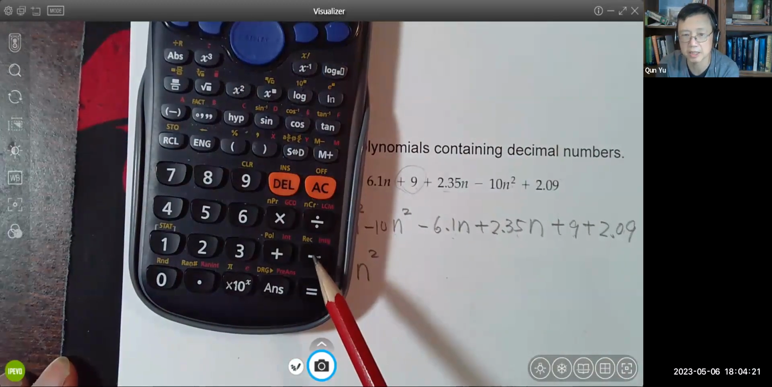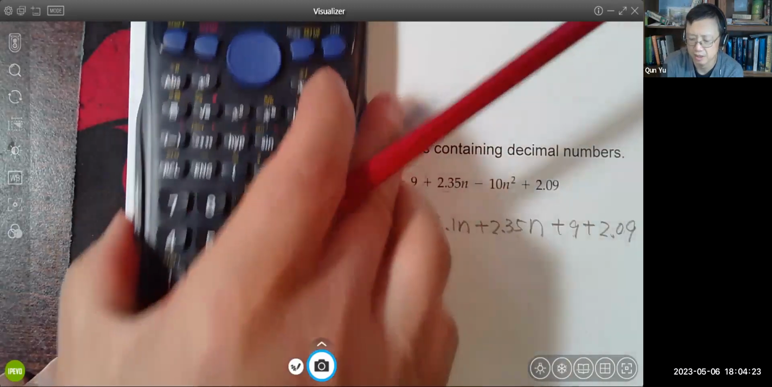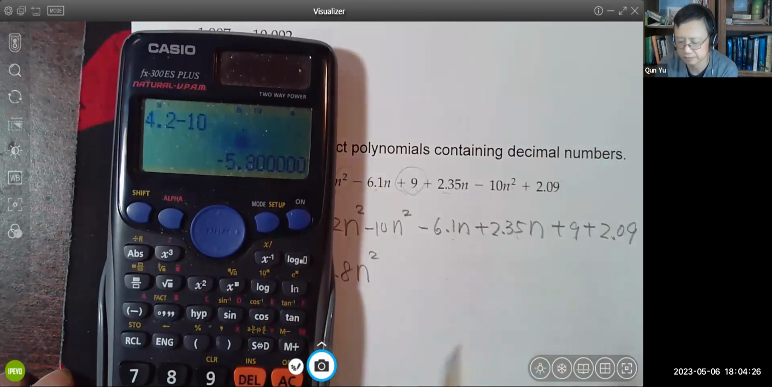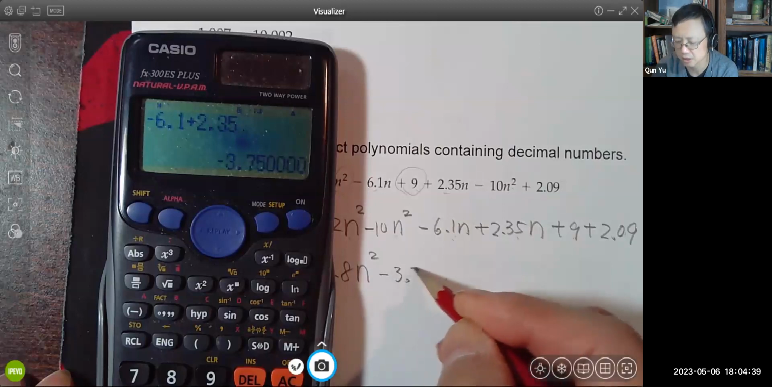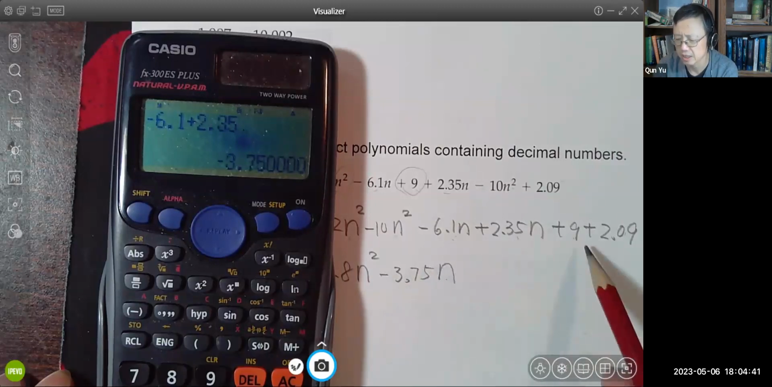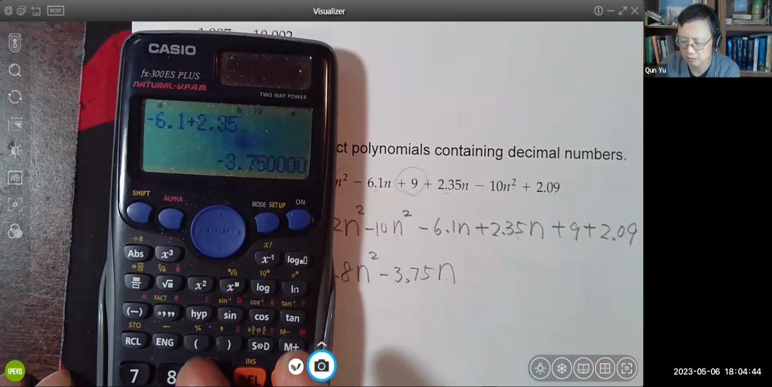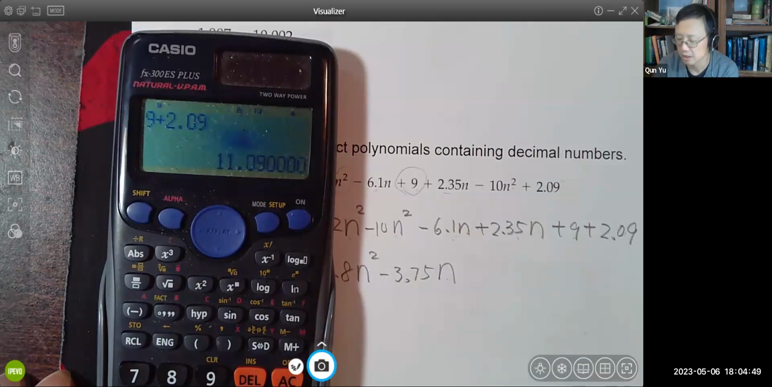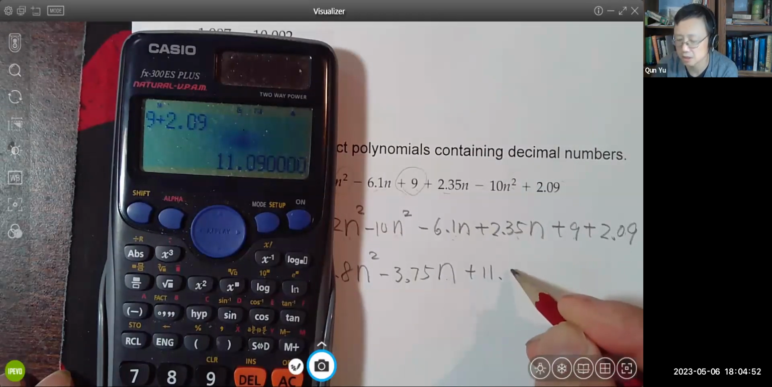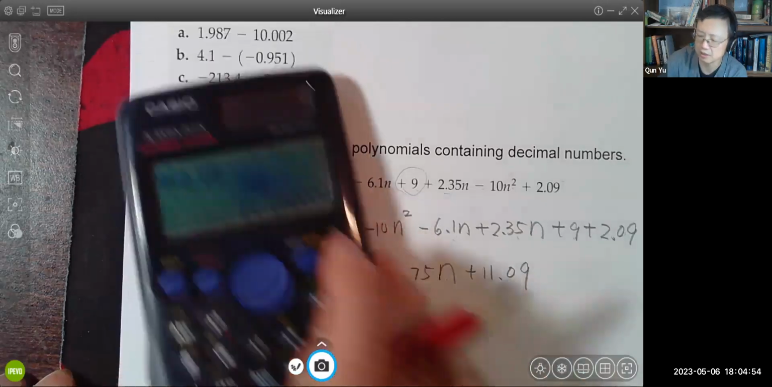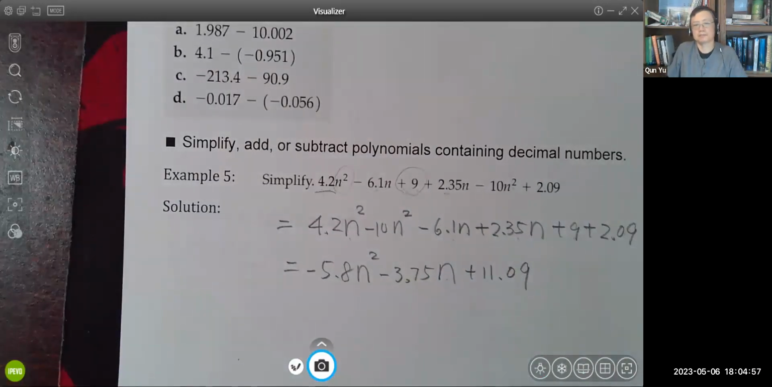They are not the same. On my calculator, this is the minus, this is negative sign. So I get negative 6.1 plus 2.35 equals negative 3.75 n. Then we add these two numbers together, both are positive. So 9 plus 2.09. We get positive 11.09. So this is our final answer.